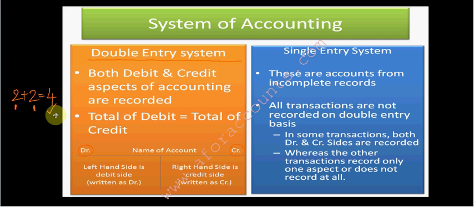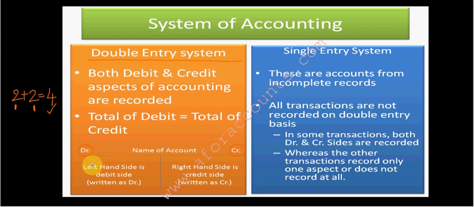If you are good with debit and credit, nothing can stop you from being good at your accounts. So understand the debit credit concept very well. Let's proceed. Total of debit is equal to total of credit.